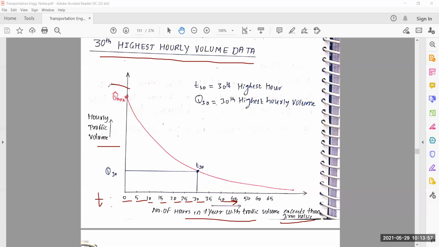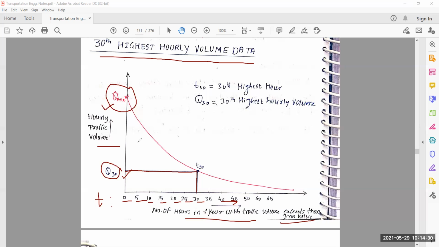Here our maximum traffic volume will come and it will be designated as Qmax. Corresponding to the 30th highest hour, we get the 30th highest hourly volume, which will be designated as Q30. So basically, how the 30th highest hourly volume data is defined, I will discuss later.